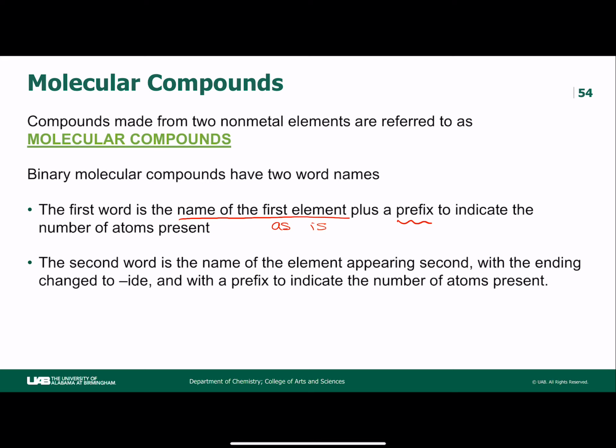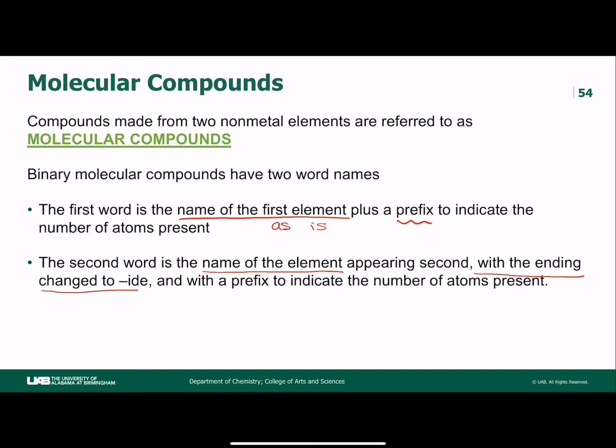The second word still is going to involve the name of the element. But now we have to amend it because we're going to give it the ending IDE. And again, there's practice. Just hold on a minute, okay? If chlorine shows up second, then we have to change it to chloride. We still have to tell how many there are.